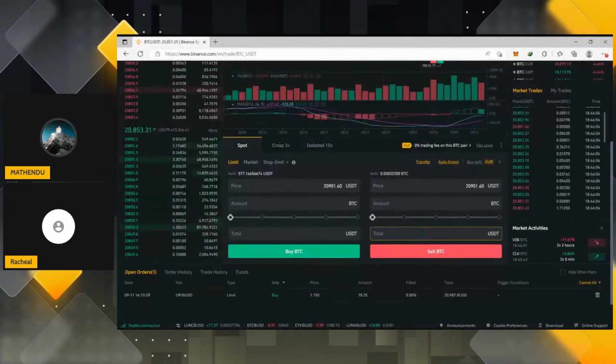Someone says, "Can I create limit, stop limit, and OCO at the same time?" So limit and stop limit can be combined into one order called OCO. So there's no point, you don't need to create all of them at the same time. Remember, you can only create an order for something that you actually have.